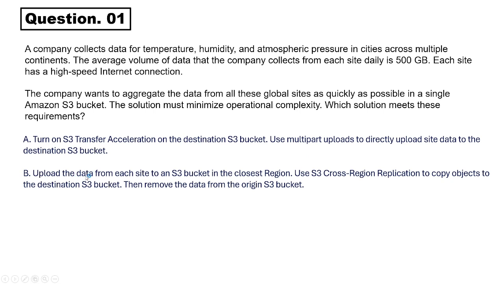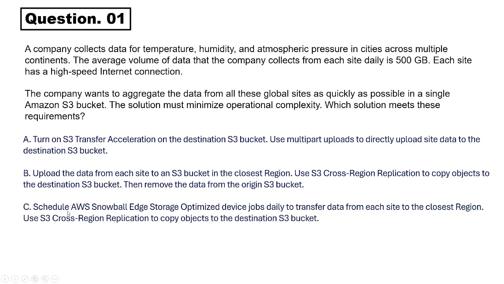Option B, upload the data from each site to an S3 bucket in the closest region. Use S3 cross-region replication to copy objects to the destination S3 bucket. Then remove the data from the origin S3 bucket. Option C, schedule AWS Snowball Edge Storage Optimized device jobs daily to transfer data from each site to the closest region. Use S3 cross-region replication to copy objects to the destination S3 bucket.